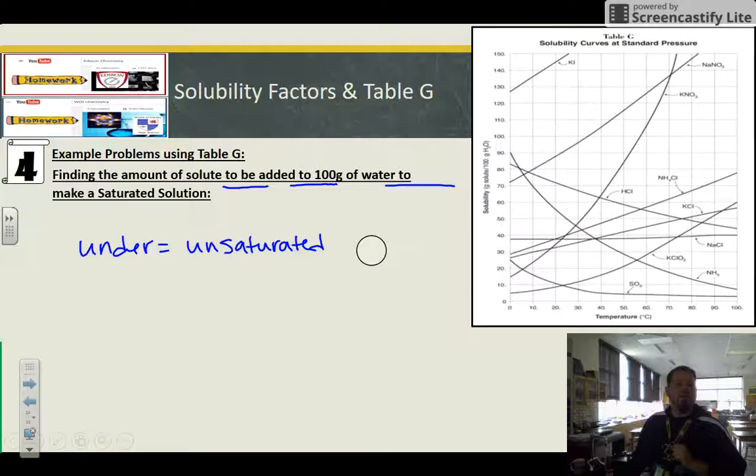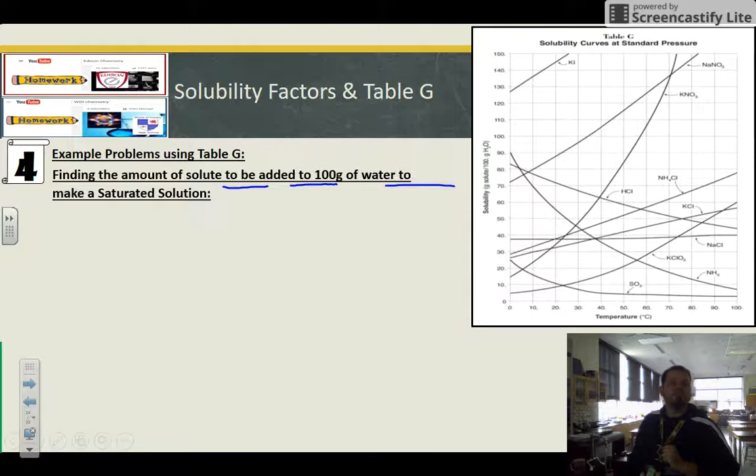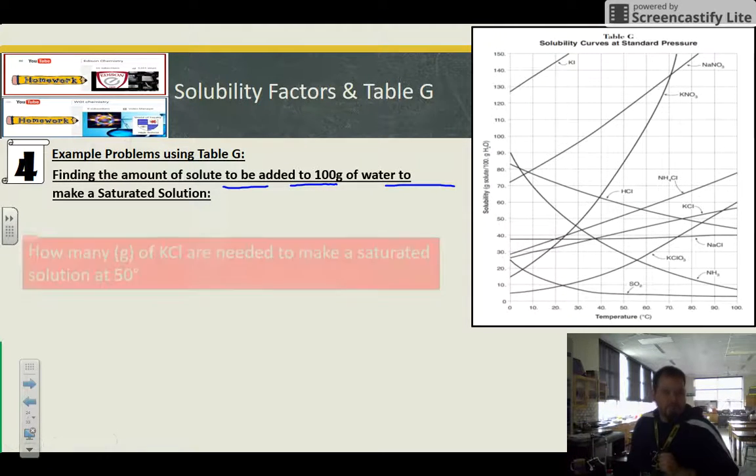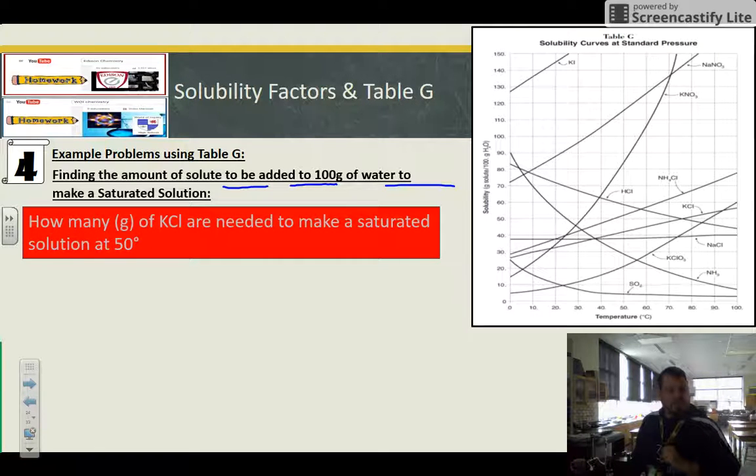Now what happens when I add, how much can I add to make it saturated? So apparently I am unsaturated. It says how many grams of KCl are needed to saturate the solution at 50 degrees.